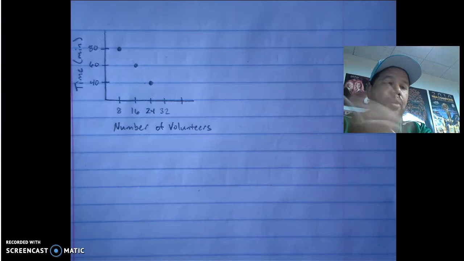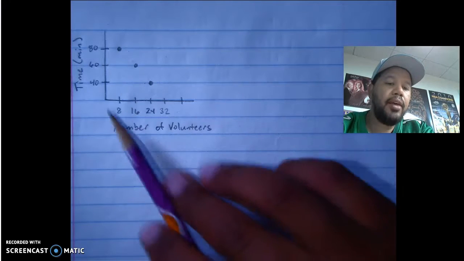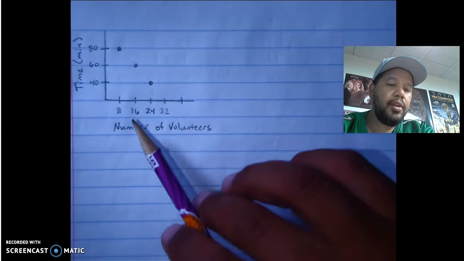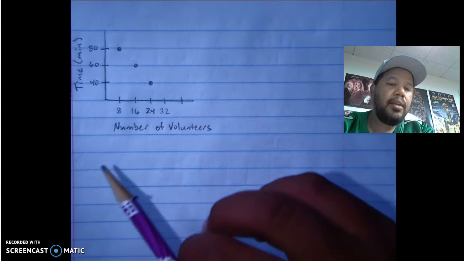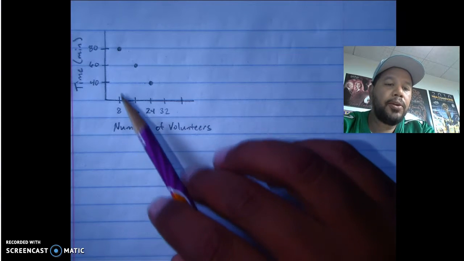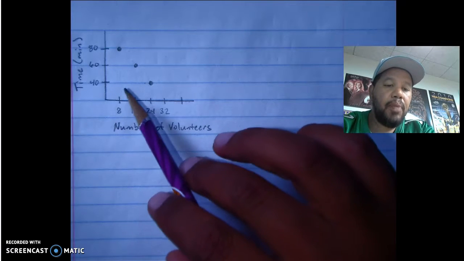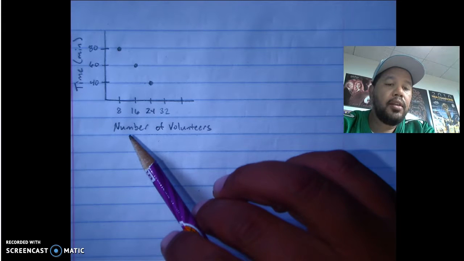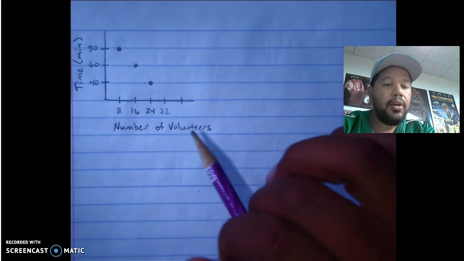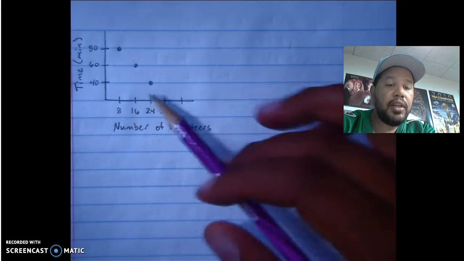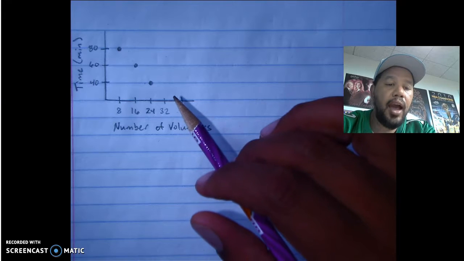Here we have another relationship, but this time the relationship is represented as a graph. And this graph is number of volunteers by time in minutes. And so we can still use this information to find if there is a constant rate of change, to see if this is linear. It looks linear, but if it's linear, we should be able to find a constant rate of change and see how it changes.